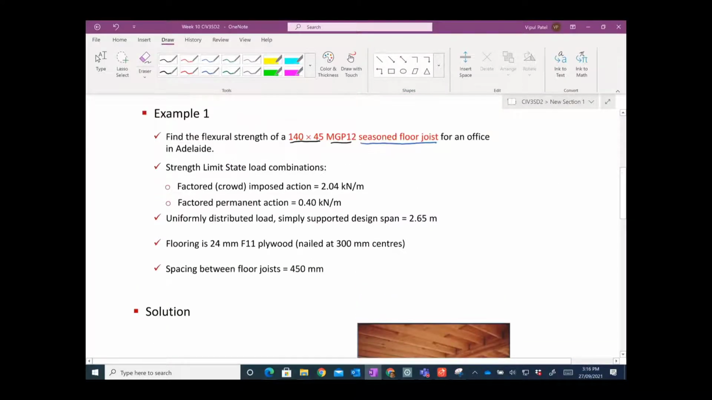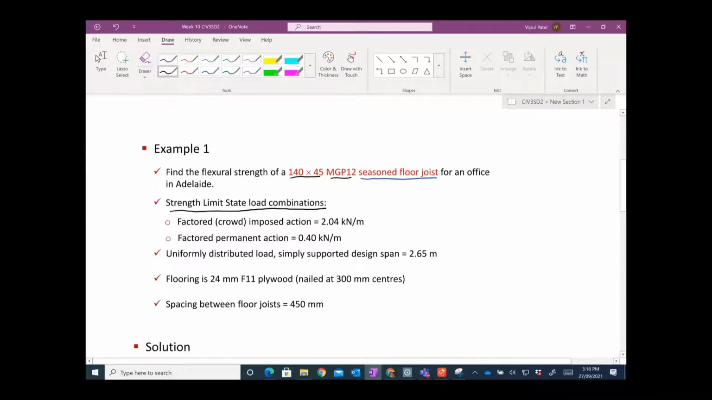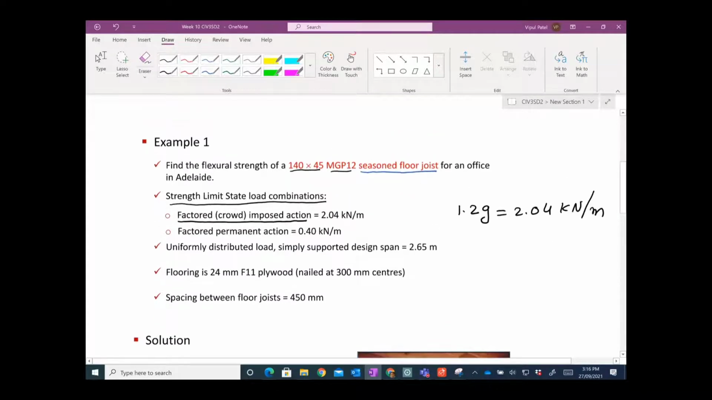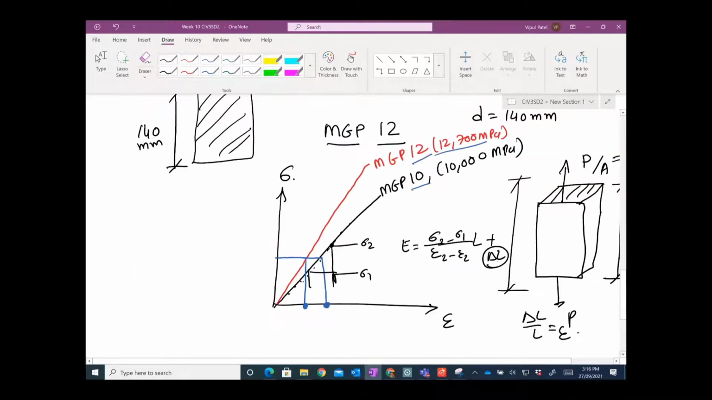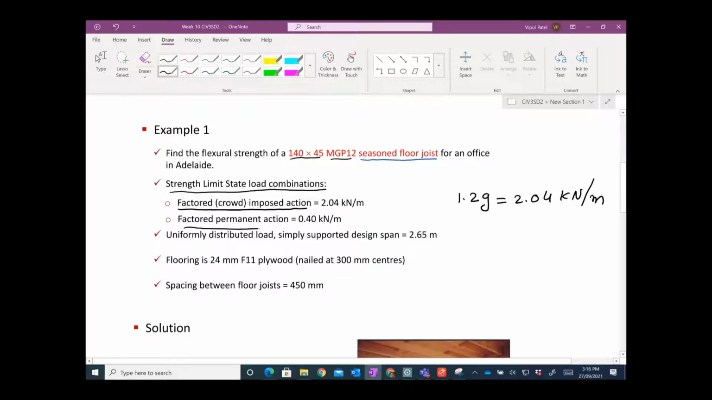All right. Then what else? Strength limit state load combination. So we need to do the strength limit state. It is already a factored imposed action. Factored meaning it's already 1.2 G; they already multiplied for us. Please pay attention to the factored load. So 1.2 G, dead load, is 2.04 kilonewtons per meter. It's already factored, already included. And then you have the factored permanent action, I think this is G, the permanent one is 1.2 G, and the live load is 2.04 kilonewtons per meter.